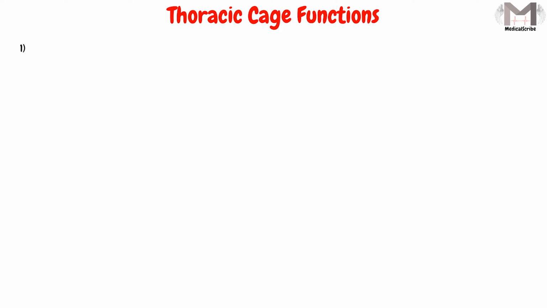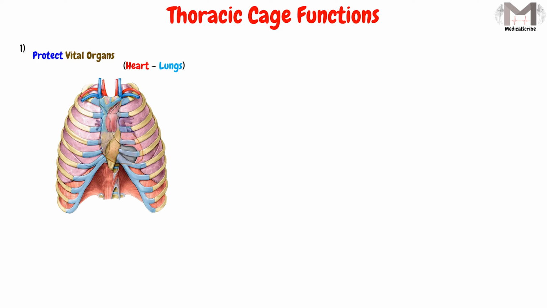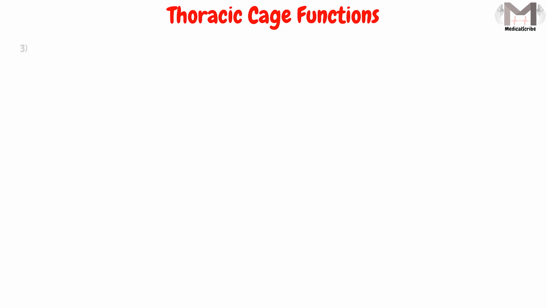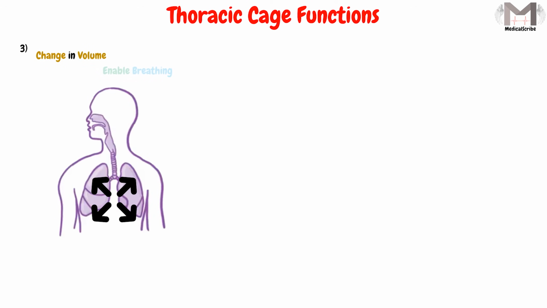Finally, in this video, we will talk about the sternum and the ribs functions, or we can say the thoracic cage functions. So firstly, it protects the vital organs inside this cage, such as the heart and the lungs. Secondly, it provides support to the shoulder girdle and to the upper limb. While thirdly, it can change its volume in order to enable the breathing process.